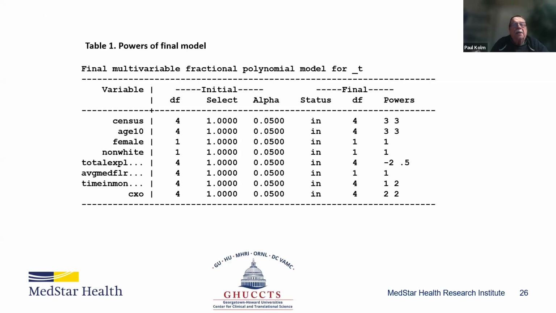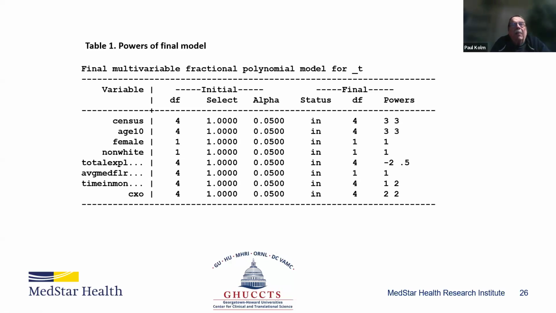And then this is a summary of the different variables that we have in our equation and the powers that are associated with them. And so for census here, we have cubic powers, same for age 10. And as I mentioned, female and non-white would be linear. And then it turns out that the floor occupancy is actually strictly linear. And then for time in months, we have a linear and a quadratic. And then for the interaction, 2 quadratics.